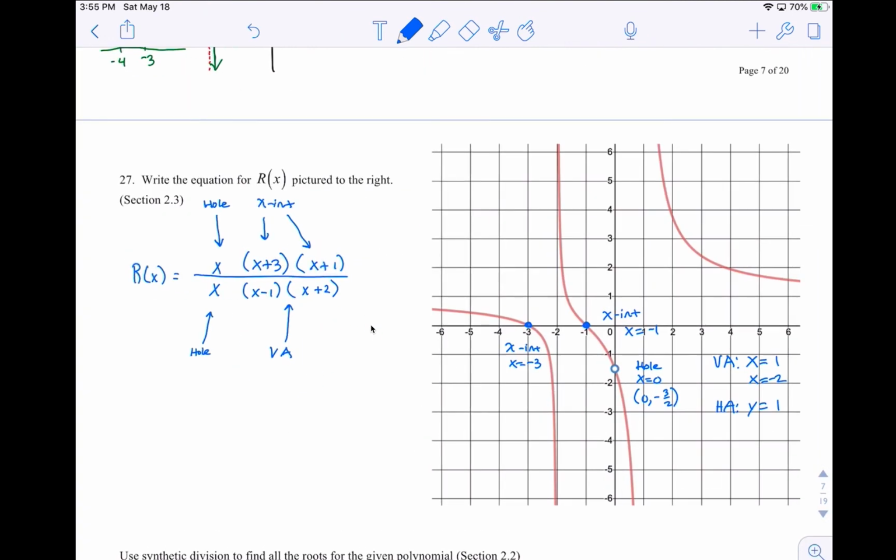Yeah, so you guys, again, if you see a hole on the graph, that means that a factor must have been canceled. If you see x-intercepts, those factors go to the top. If you see vertical asymptotes, those factors go to the bottom.